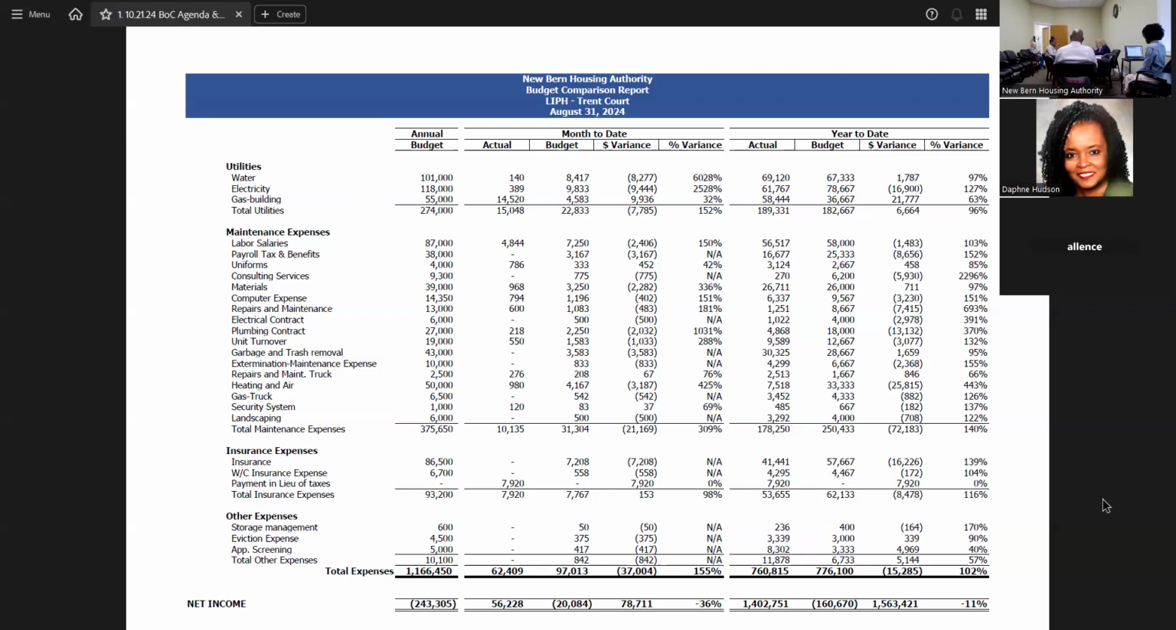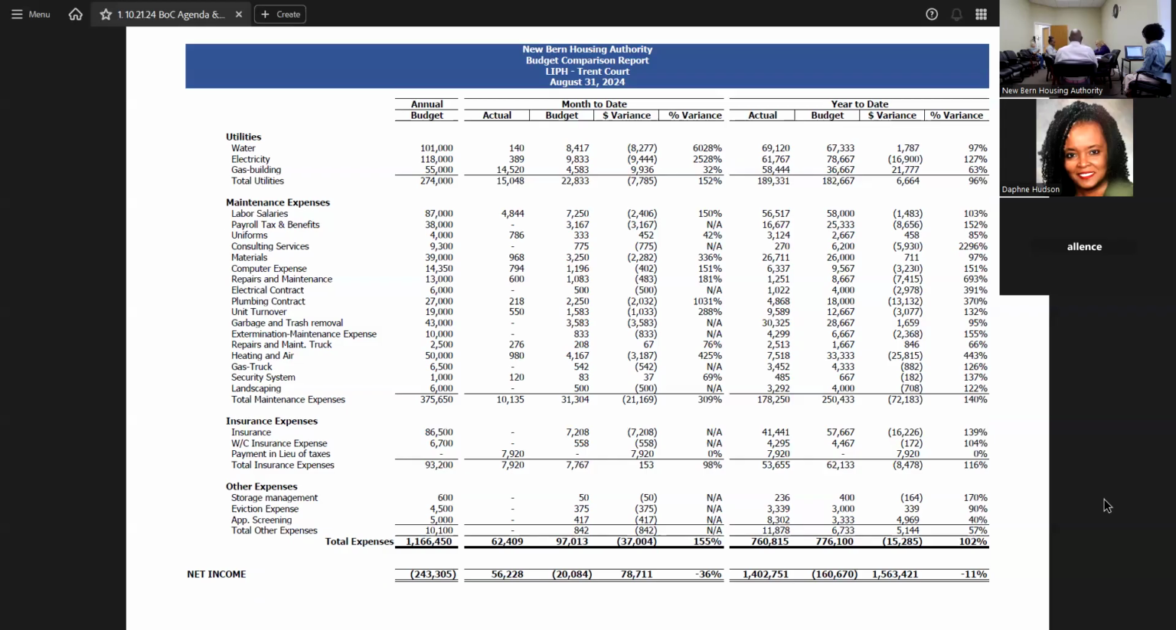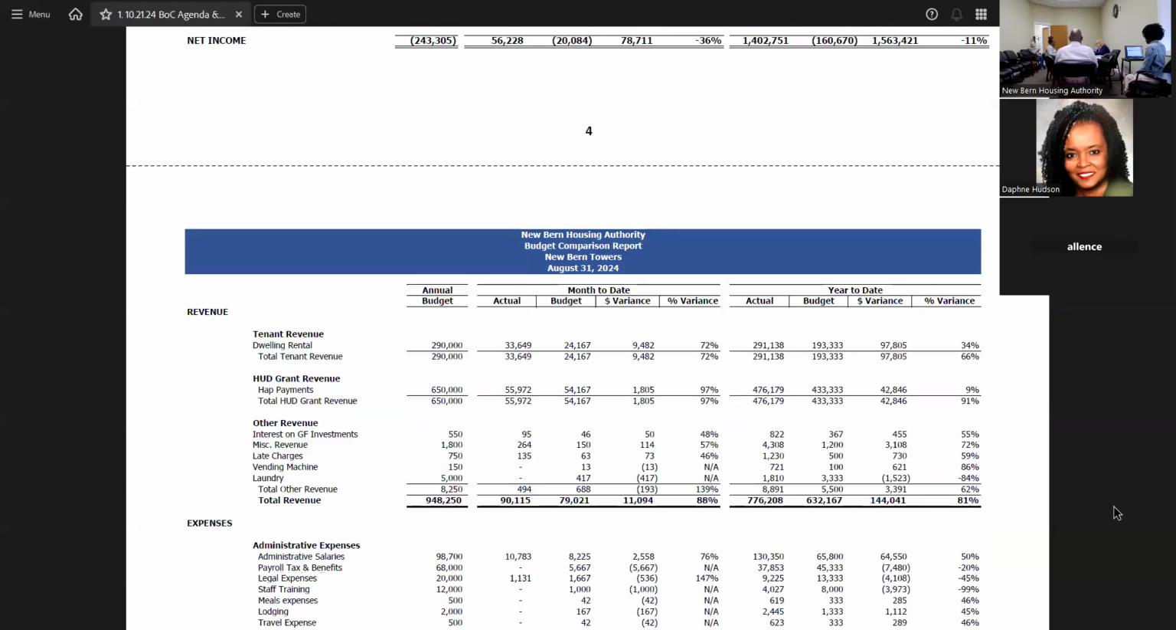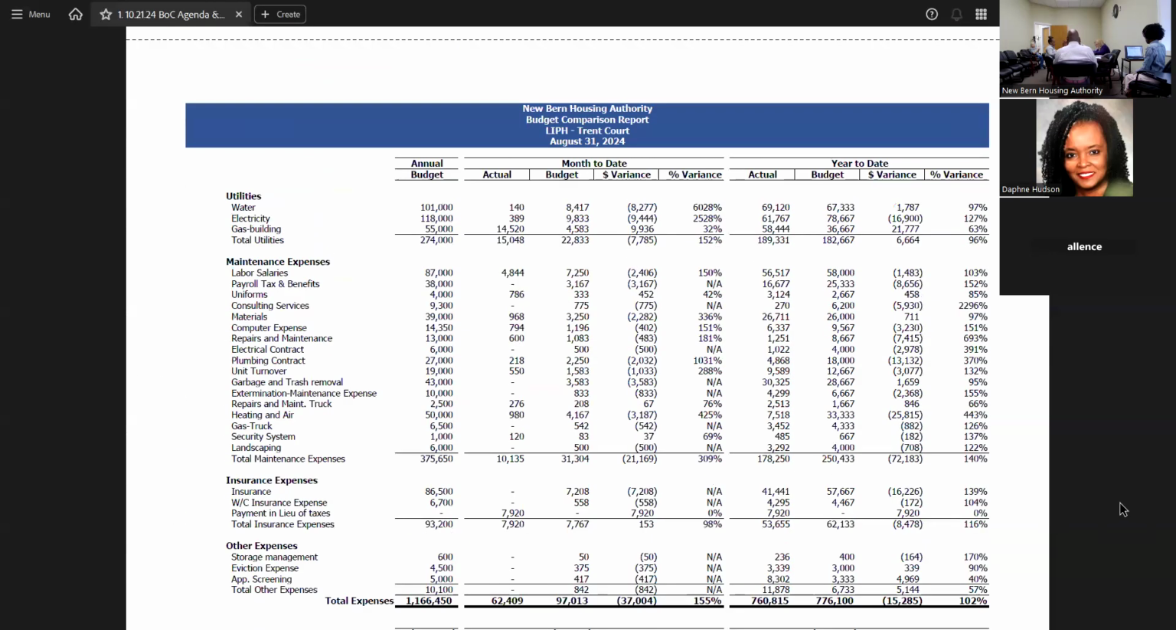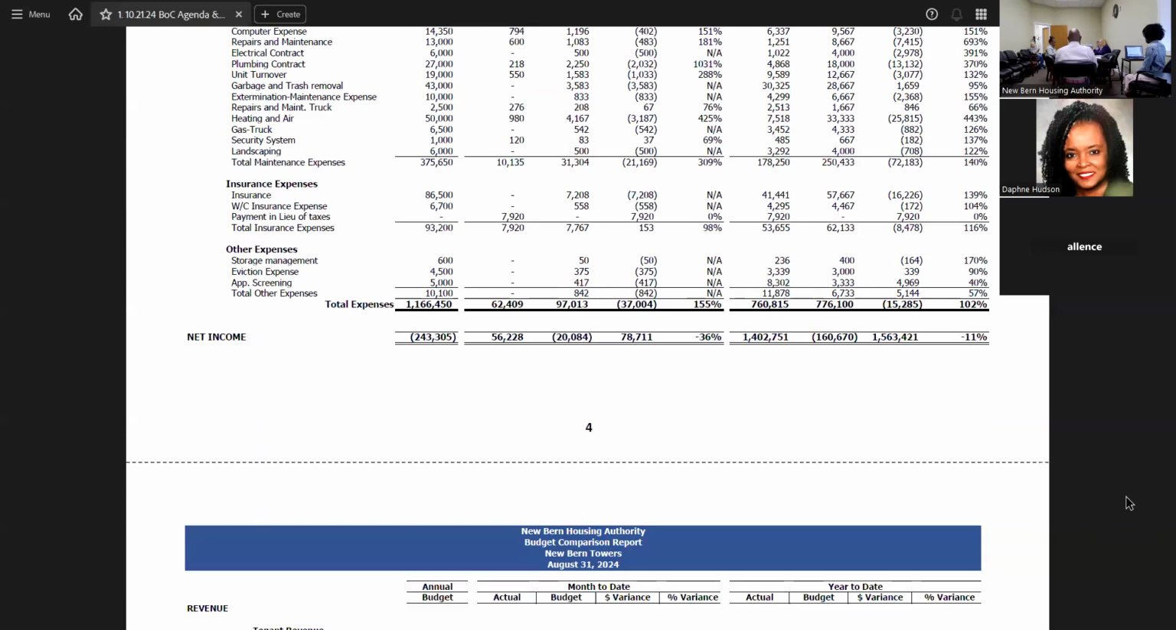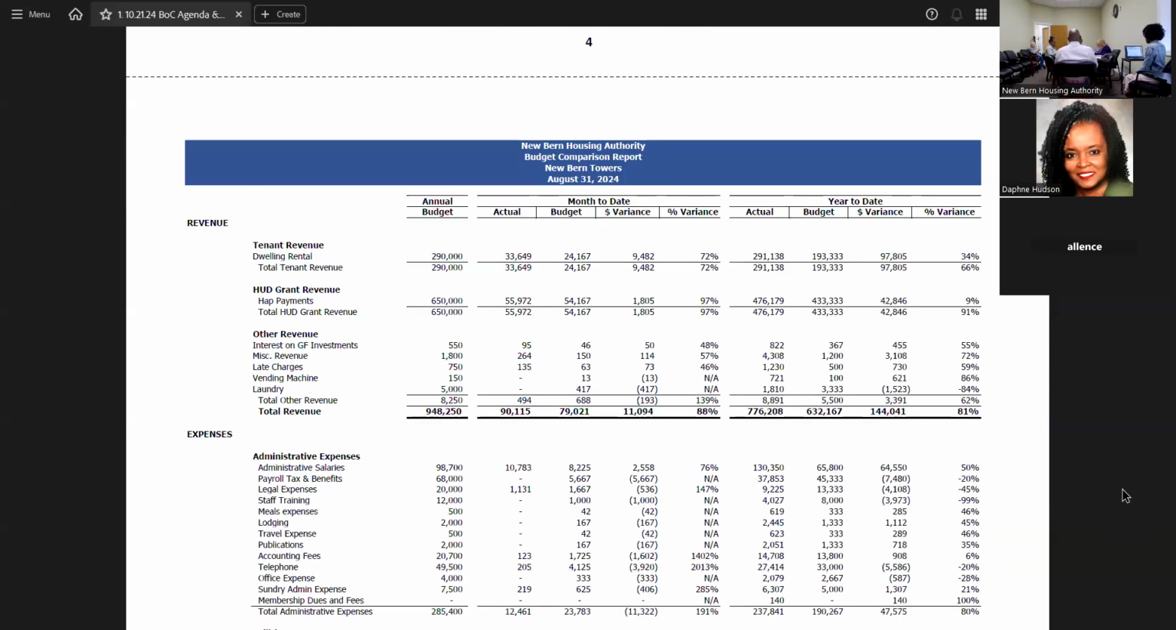And so I think this is the last report that I have. So this is the tower, I'm sorry. That other page was the remaining of the Trent Court, and then the next one is for the New Bern Towers.